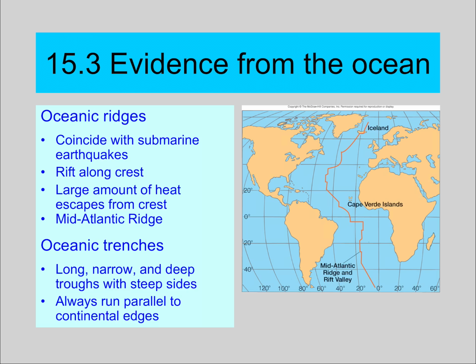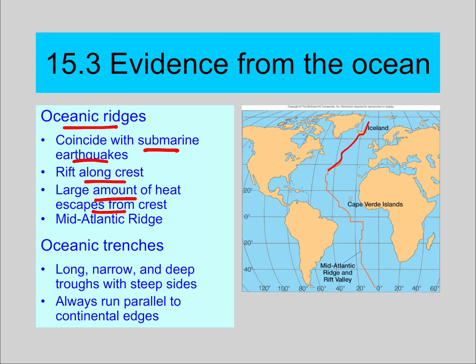Evidence from the ocean. Well, we have some neat features in the bottom of the ocean, which, if you remember, we don't know a lot about our ocean yet, and I don't think we ever really will. But we do know that there are some features that suggest that the theory of plate tectonics is probably valid. One is the oceanic ridge. These coincide with submarine underwater earthquakes. There's a rift along the crest. A large amount of heat escapes from the crest and the mid-Atlantic ridge.